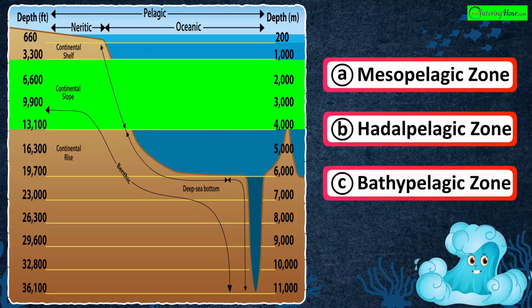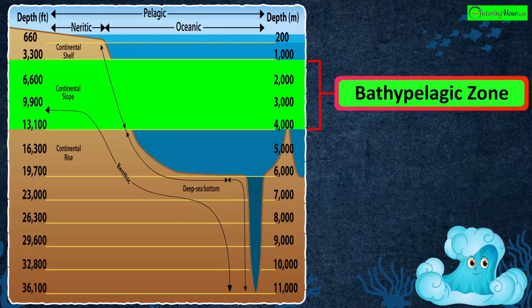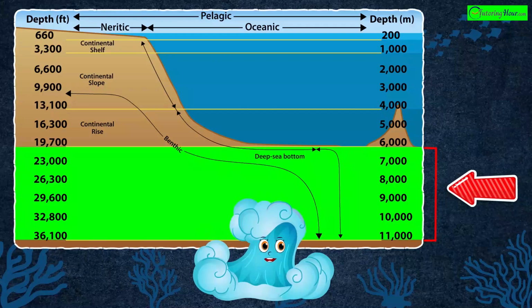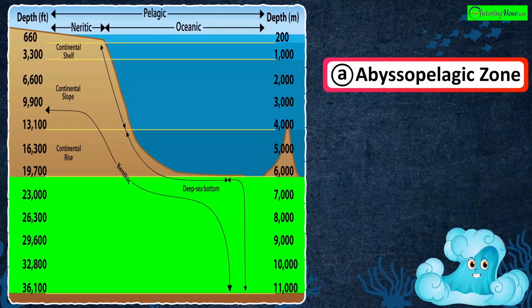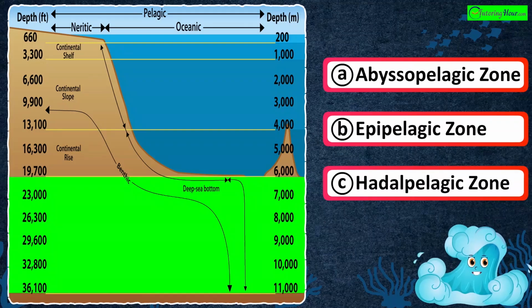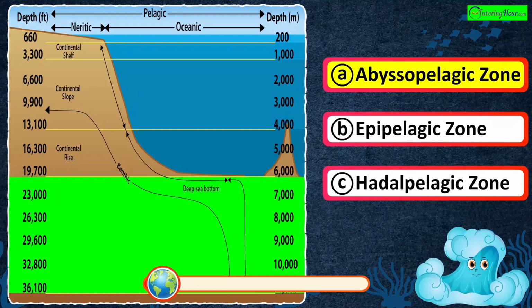The correct answer is the Bathypelagic zone. It is also known as the Midnight zone. This zone extends between 1,000 and 4,000 meters below the surface. Which zone is this? Is it A. Abyssal zone, B. Epipelagic zone, or C. Hadal-pelagic zone?